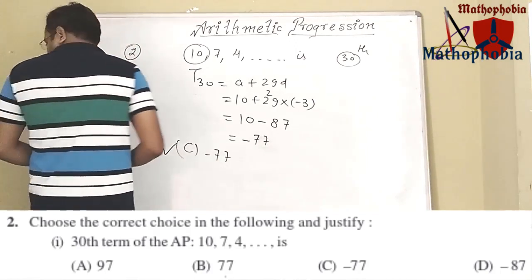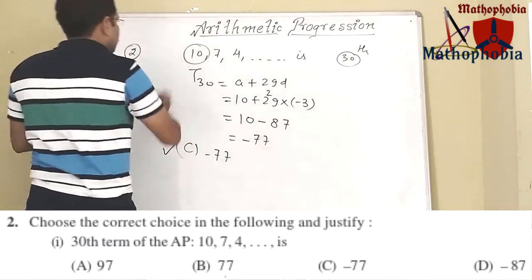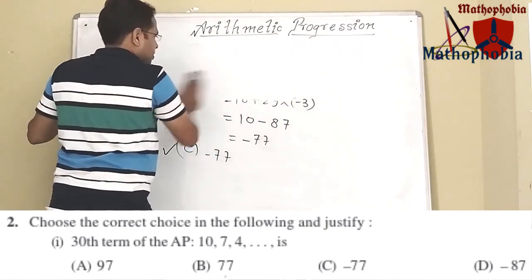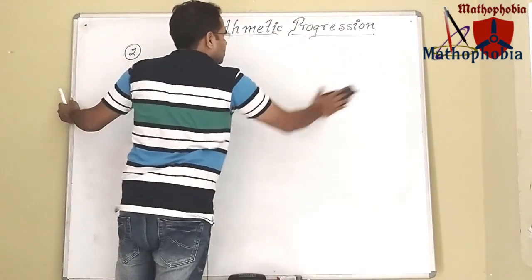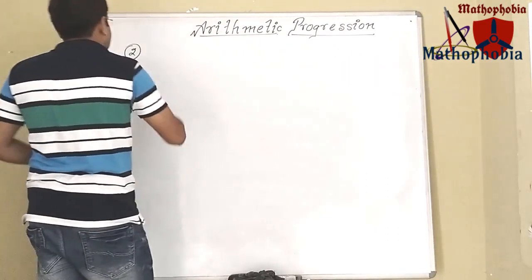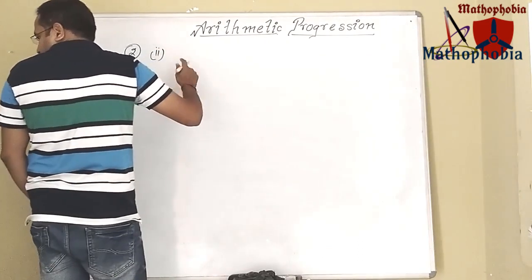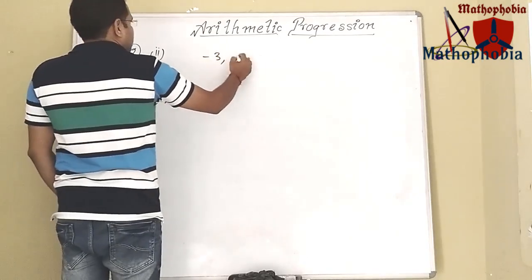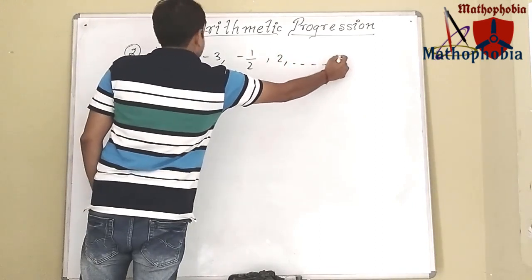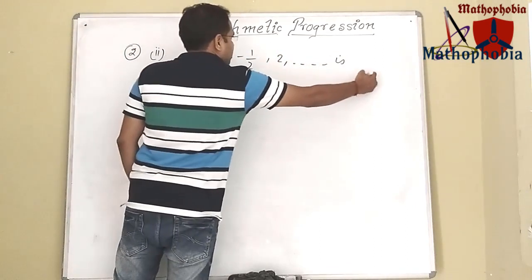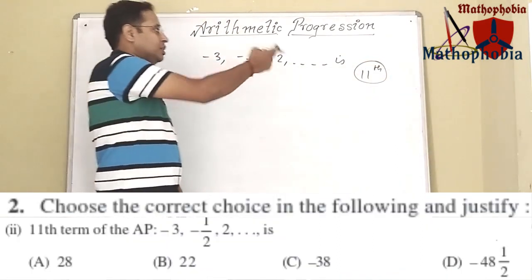Okay, let's move on to the second part of the second question. That is the 11th term of the given sequence. Second part, देखते हैं. How to do this one? An AP is given: minus 3, then minus 1 by 2, then 2, and so on. We need to find out its 11th term.